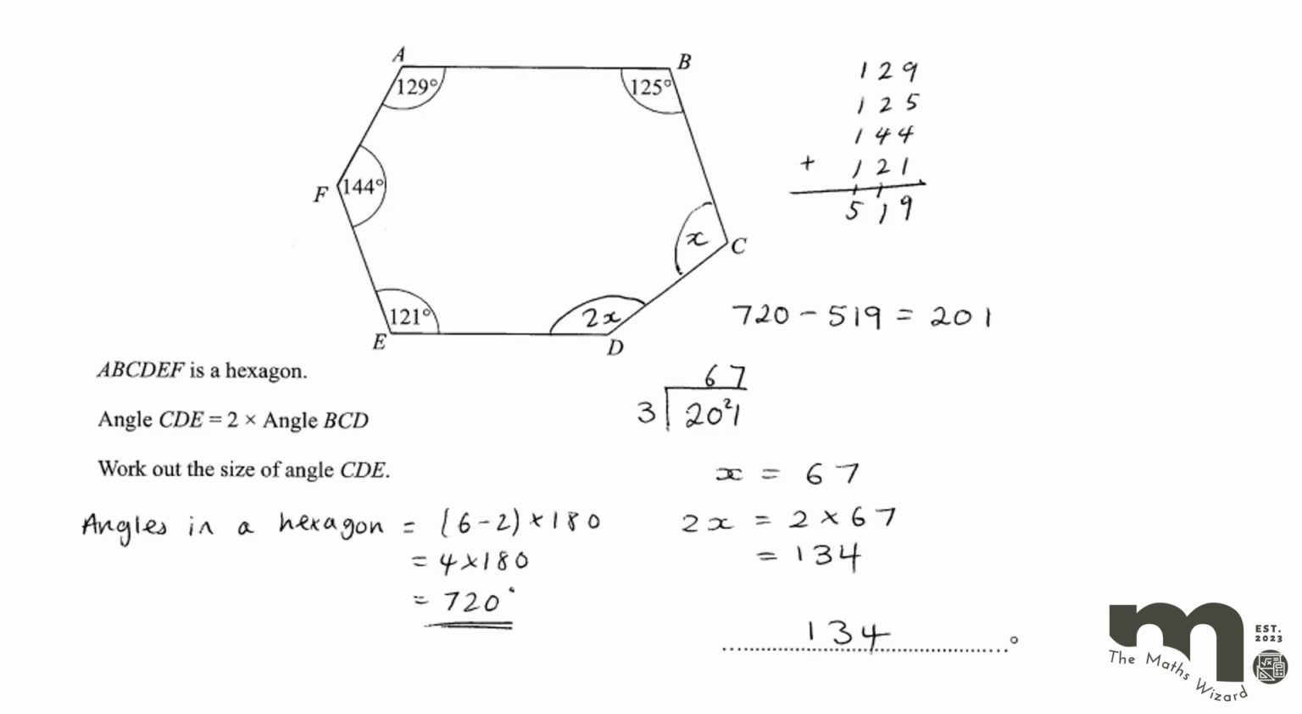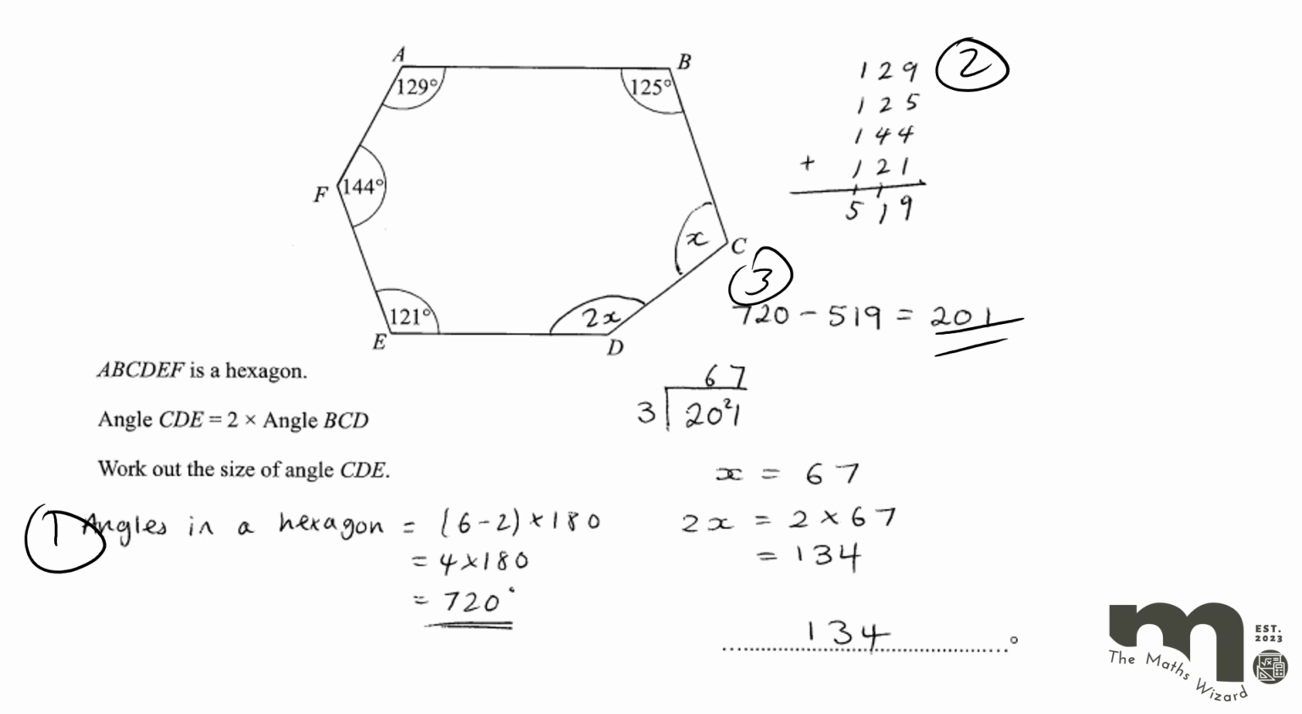Okay, then we've got a bit of a solution to this one then. So first of all, your first step is this one here. So the angles in a hexagon, if you do 6 take away 2, which is 4, times that by 180, we know they're going to add up to 720. Now if we add up what we already know, for those 4 angles we already know, that's 519. Take that off your 720, that's your second step. Then your third step here, if we take that away from 720, there's 201 degrees left.